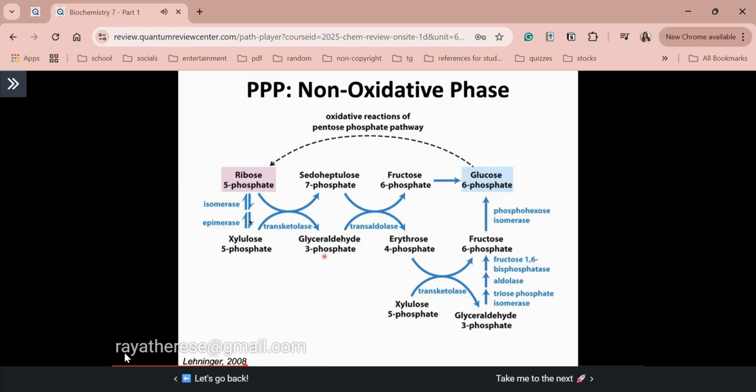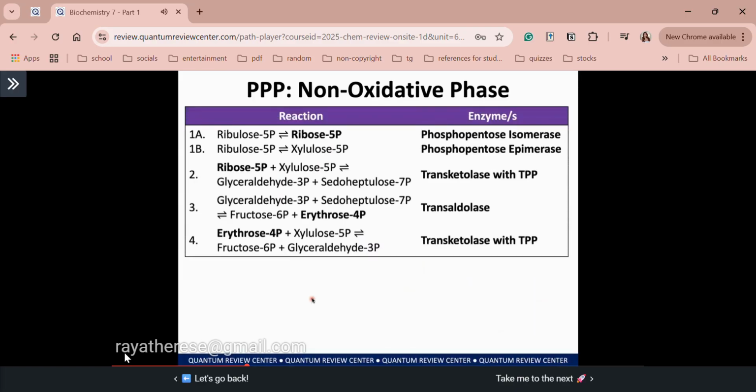As you can see, you are already familiar with the intermediates here in our non-oxidative phase. Some of them are glycolytic intermediates. And as we have discussed earlier, some of them are being fed again to your glycolytic pathway when cells need energy. Okay? So here is the tabulated form of our non-oxidative phase. So no need to remember their structures.